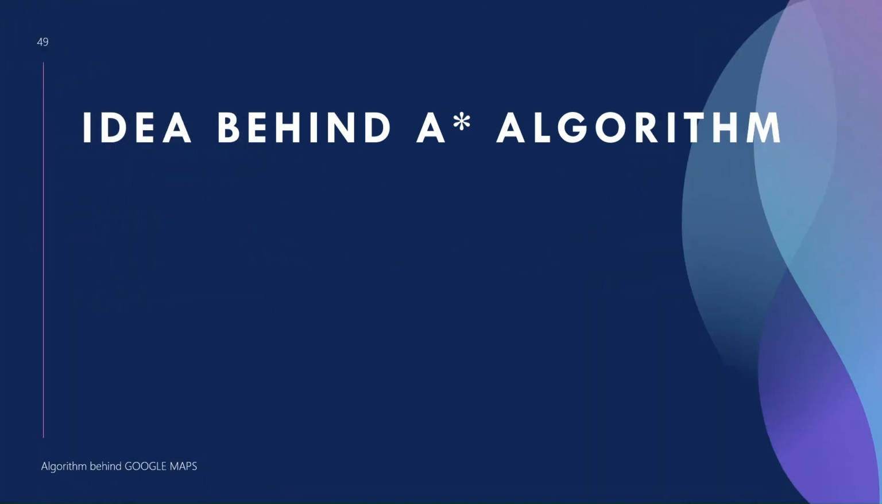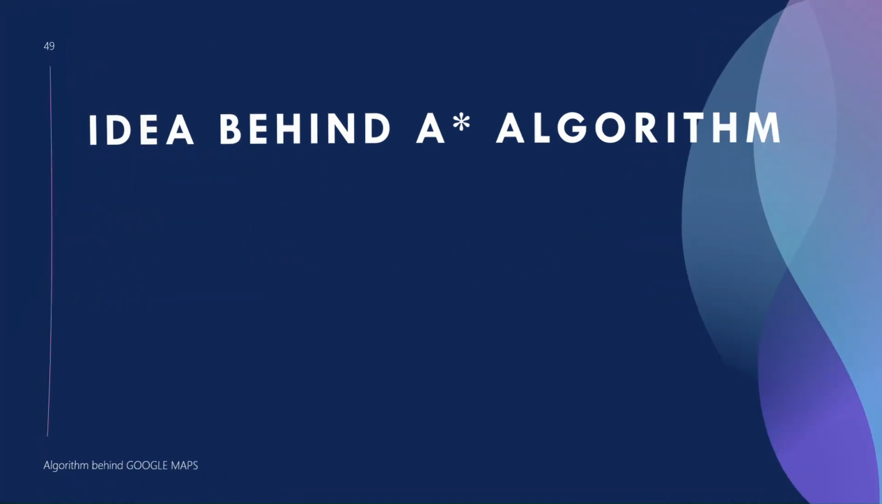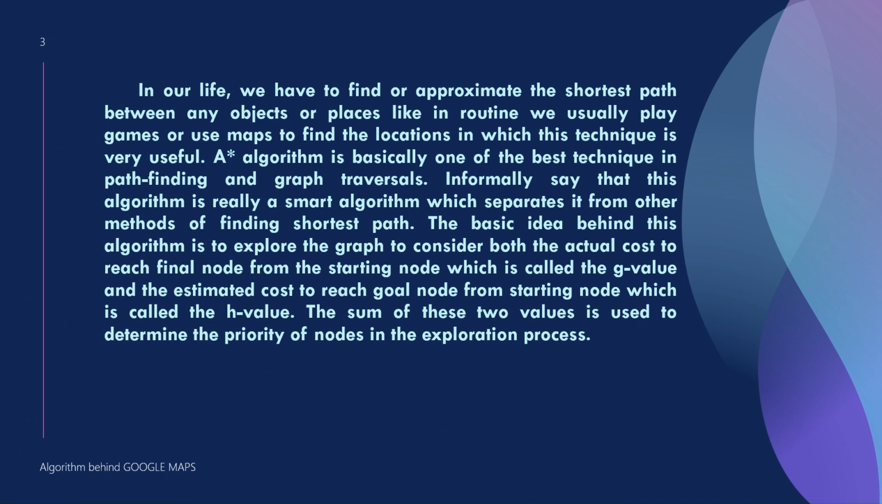So in this video, we cover the basic idea behind the A-star algorithm. So let's start. In our daily life, we usually play games or use Google Maps to find the best route to our destination. To find the shortest path between any two nodes, the A-star algorithm is very useful. Informally, this is a really smart algorithm, which separates it from other methods.